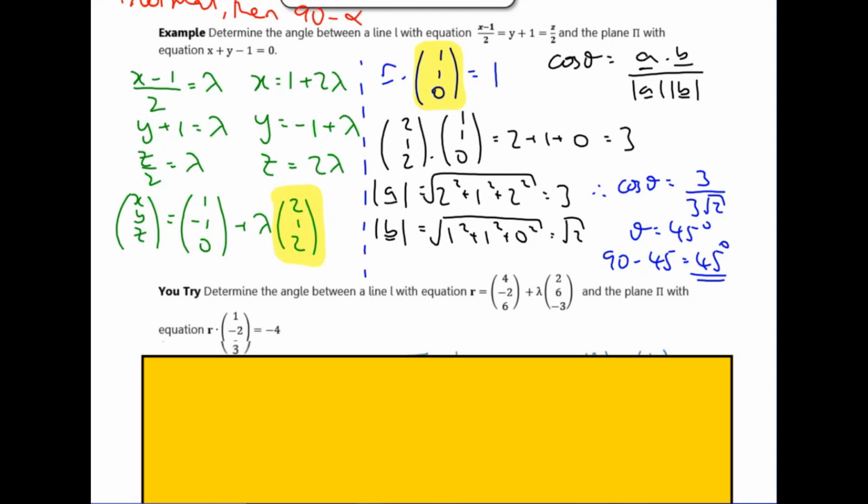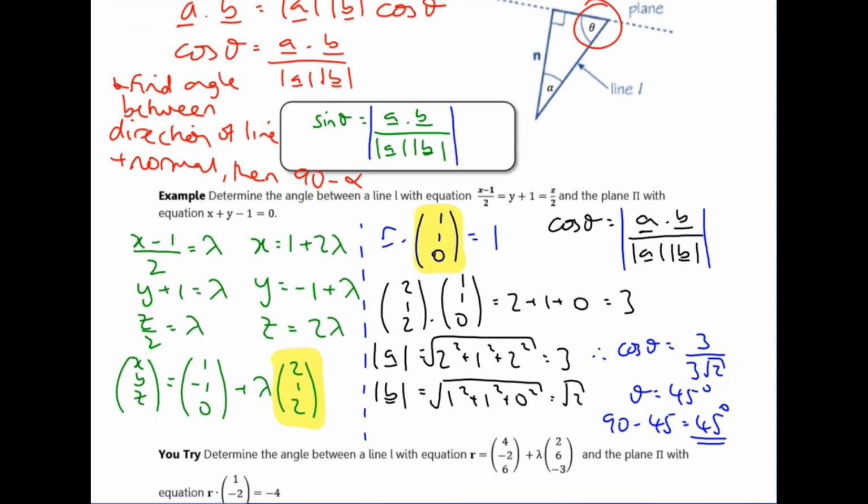Usually, it will want the acute angle. What you can do is put modulus signs around this, like modulus signs around this. That will always give you the acute angle if you make that positive. So if you end up with a dot b being negative, you can just make it positive and you get the acute angle, or you can just get the obtuse one and take it away from 180.